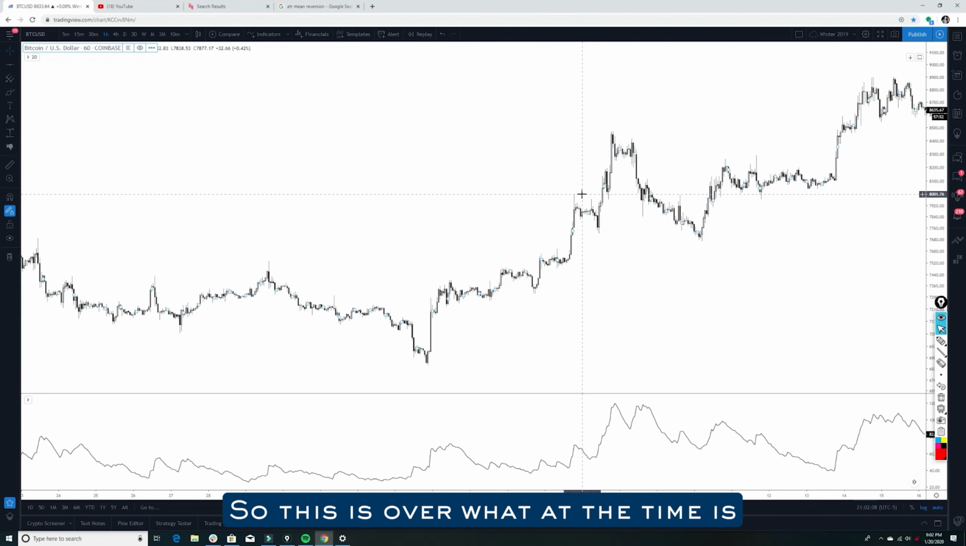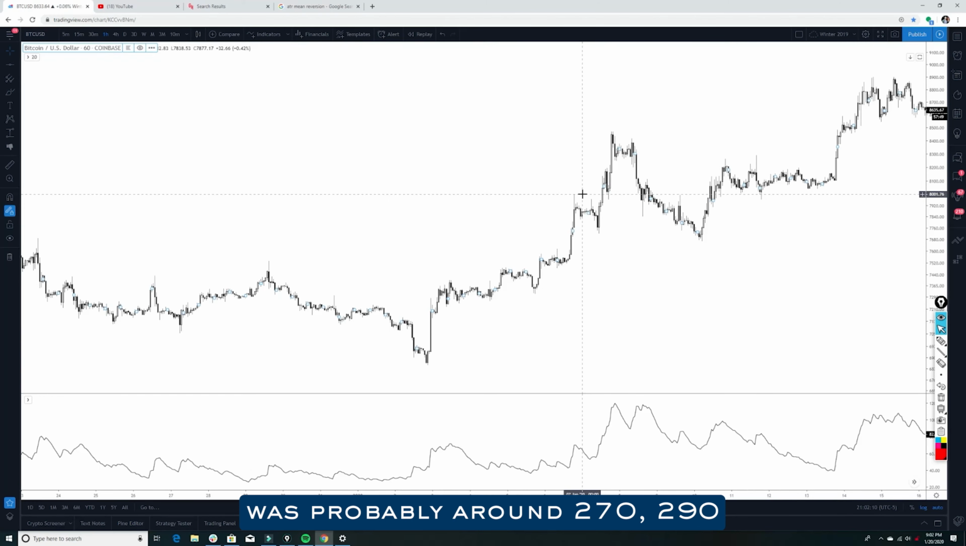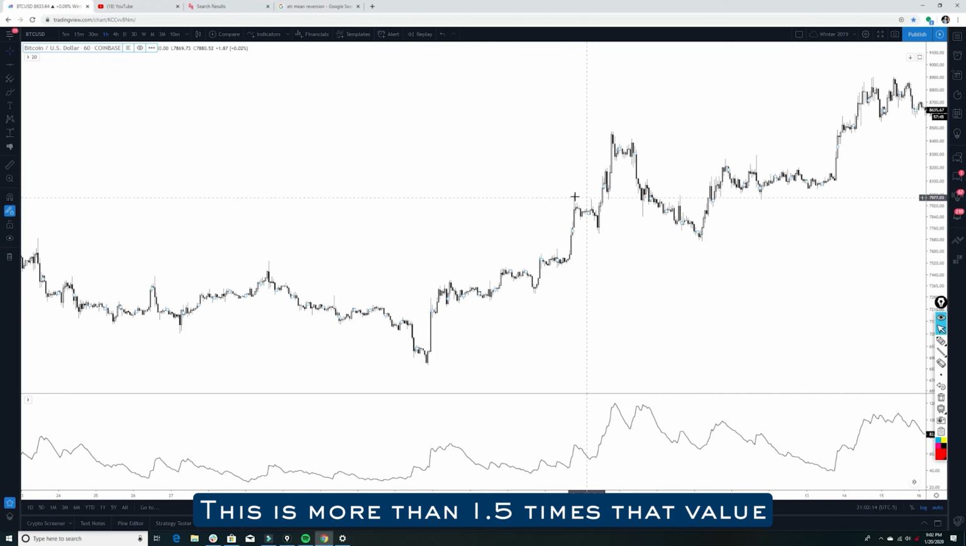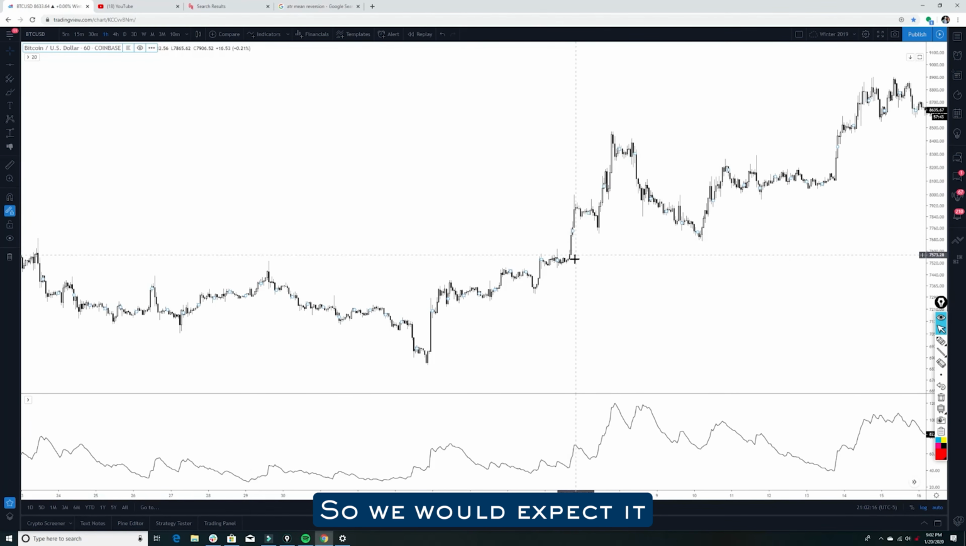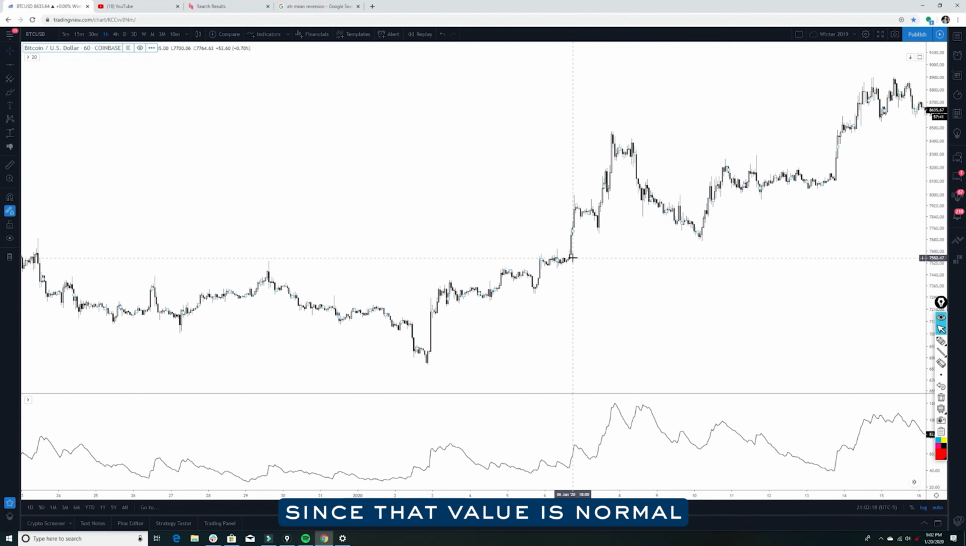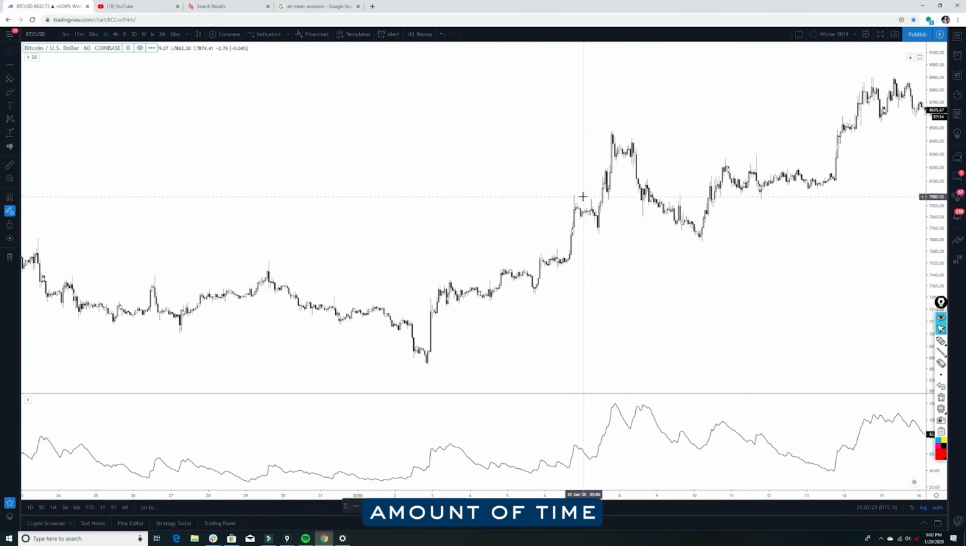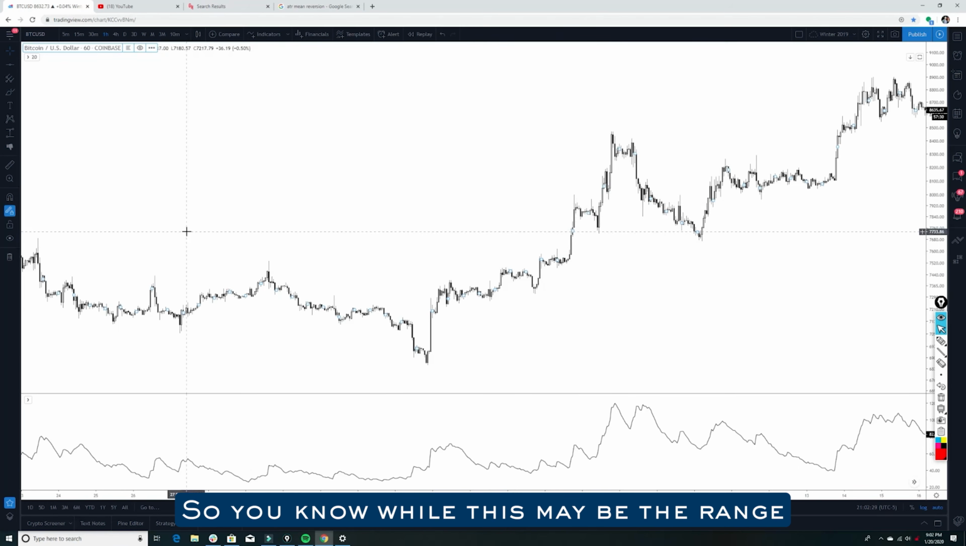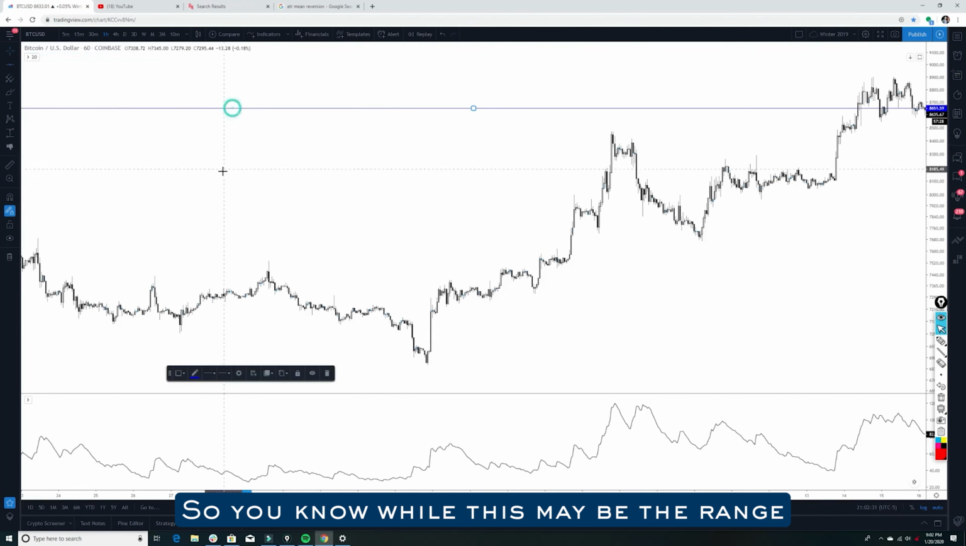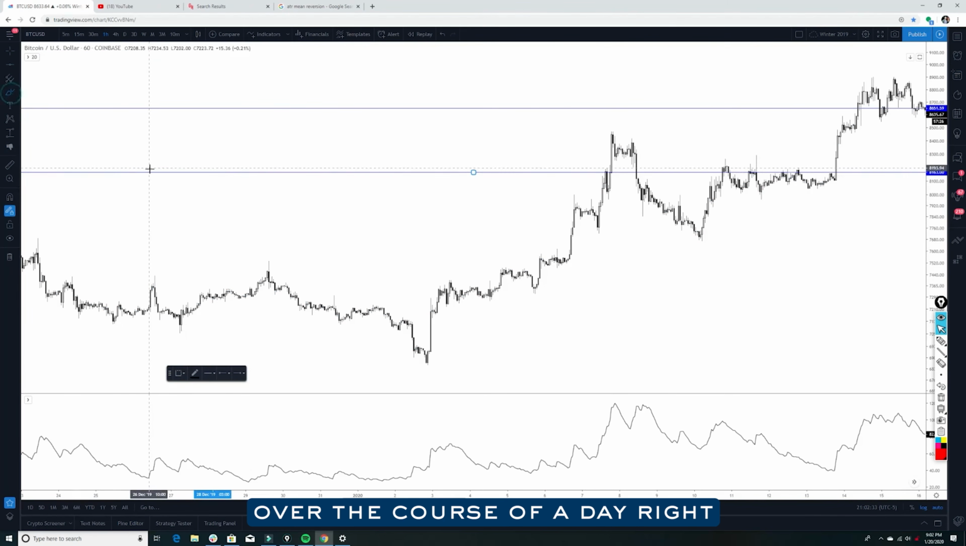So this is over what at the time was probably around 270, 290. This is more than 1.5 times that value. So what we'd expect is, since that value is normal for the course of, in that case, a few days, that any move within a short amount of time that covers that range is likely going to mean revert to some degree. So, while this may be the range over the course of a day, right?